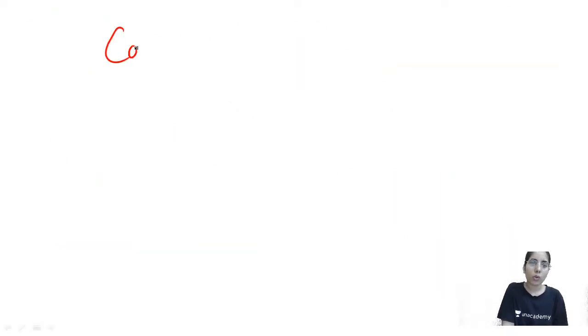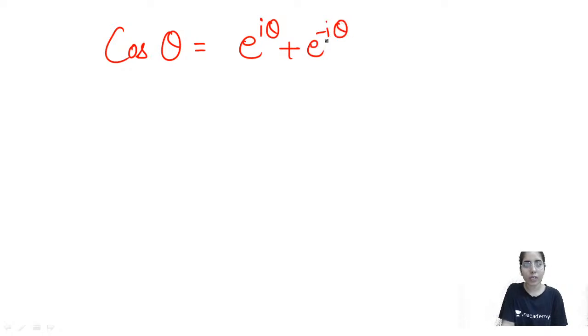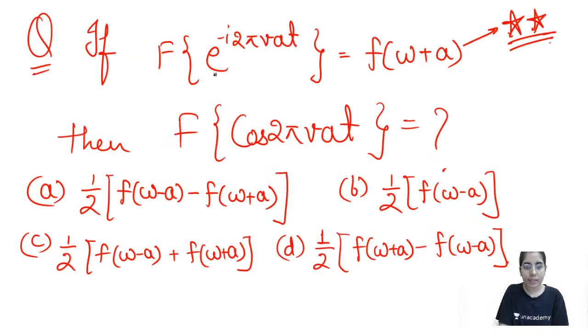Do you all know that cos theta we can write in terms of exponentials, and that is e to the power iota theta plus e to the power minus iota theta upon 2? We all know that. Clear? In this case, they already provided us the information about e to the power minus iota 2 pi vat. I am saying that 2 pi vat is just theta, right now, just in general.